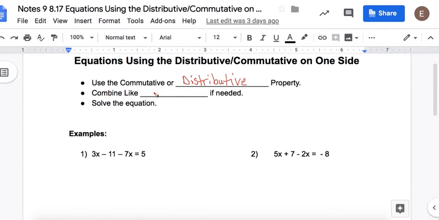The next step would be to combine like terms if needed. And then finally solve the equation. So let's look at some examples.